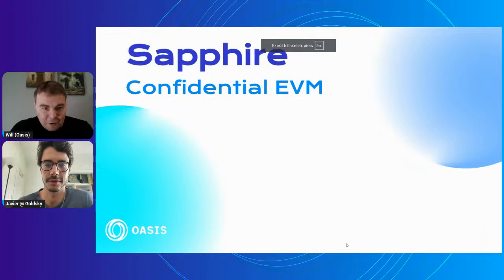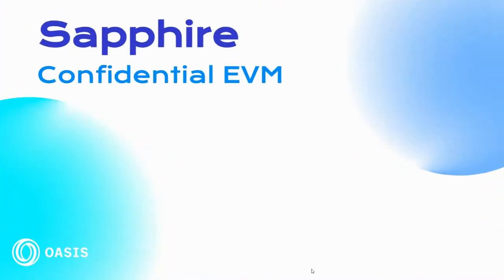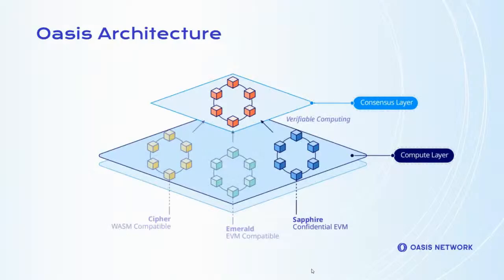I'll do my part very quickly, but the first product that we have is Oasis Sapphire, the first and only confidential EVM in Web3, currently. So basically what that means is that we are an EVM layer 1 network that supports encrypted smart contract state. And I'll be describing what that is better throughout the presentation. But starting off, I would like to start with the Oasis architecture.